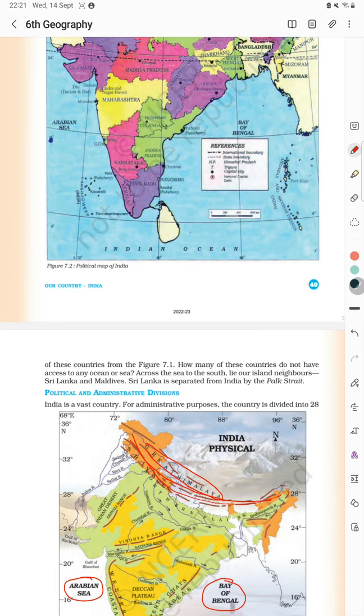How many of these countries do not have access to any open sea or oceans? You can find out from the figure. Across the sea to the south lie our island neighbors, as we have already seen, Sri Lanka and Maldives. Sri Lanka is separated from India by the Palk Strait.